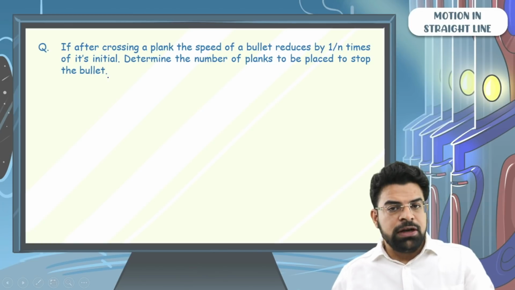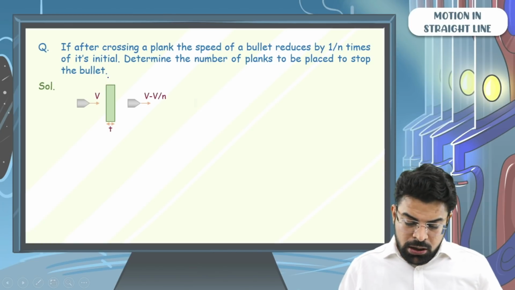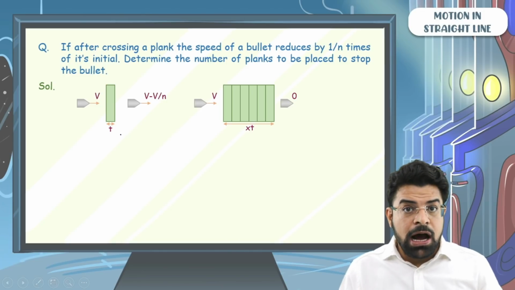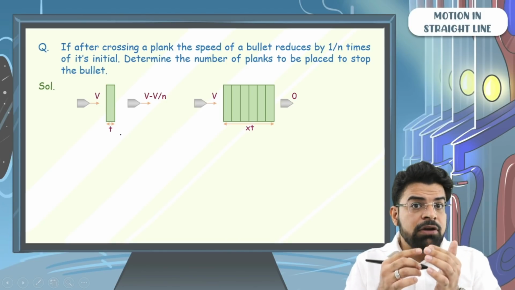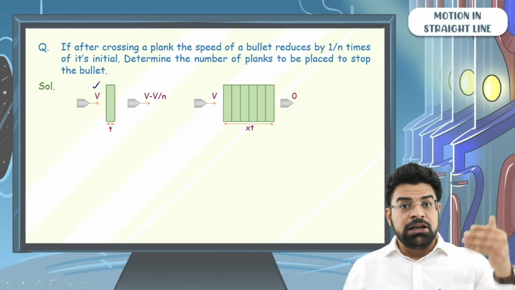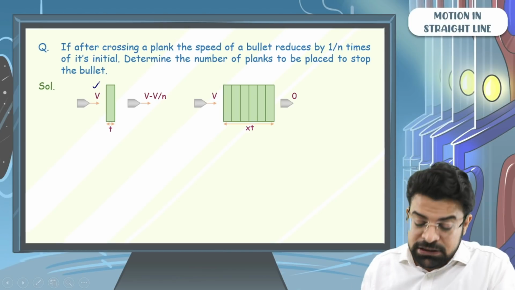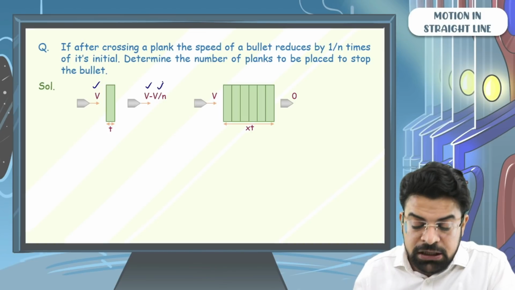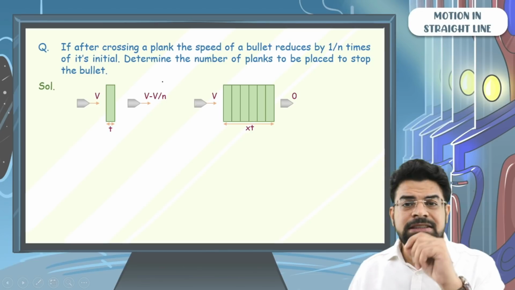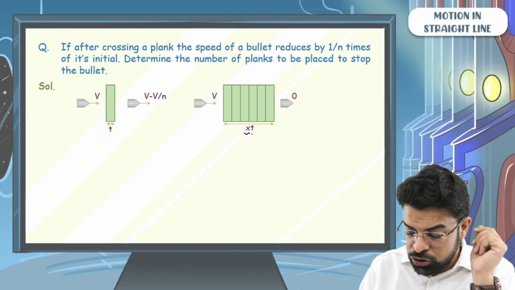So you need to visualize this case. Let's say one plank has got thickness t. After crossing the plank, the velocity reduces by 1 by n times. So if the initial velocity was v at the time of entering, at the time of exiting, velocity will be v minus v by n, reduces by 1 by n times. Now let's say we have to place x planks to stop it.